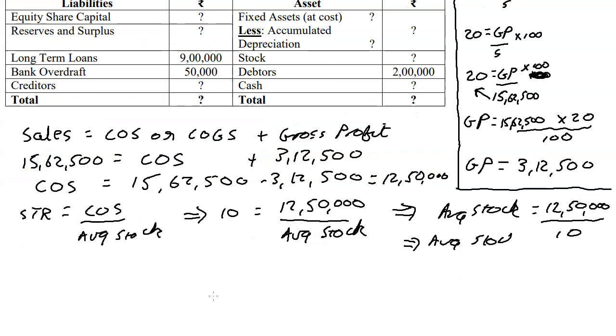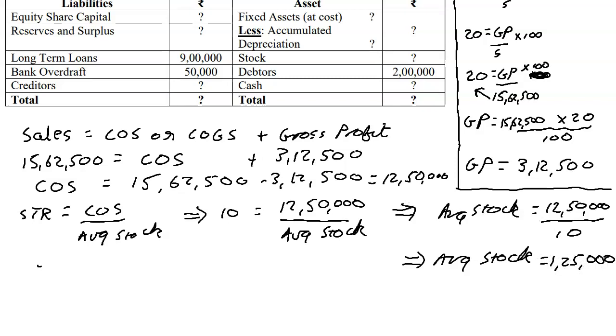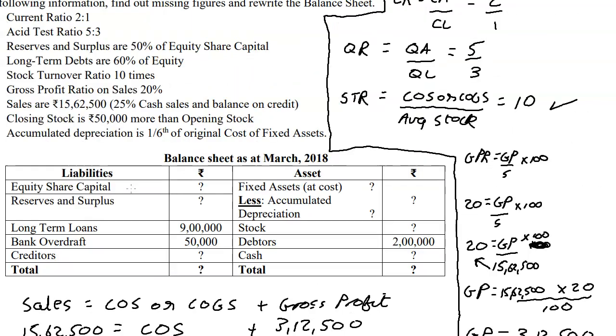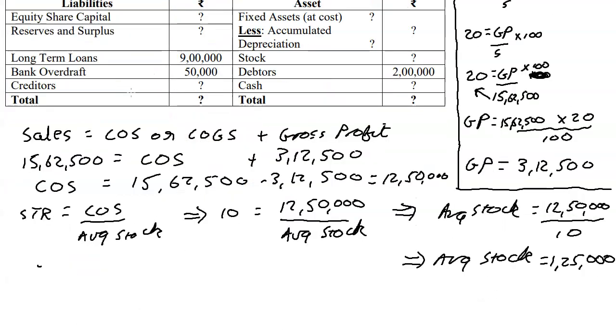Let's see. Average stock gives us 1,25,000. Simply divide. Now we have dealt effectively with this. We still need to calculate cash sales and credit sales, which I guess we may as well do now.